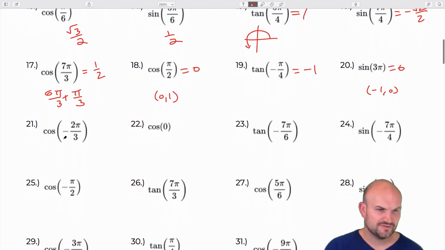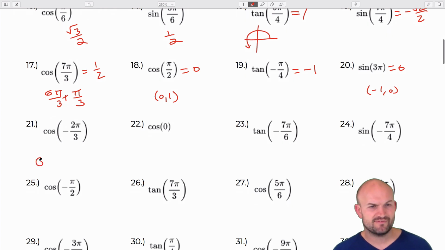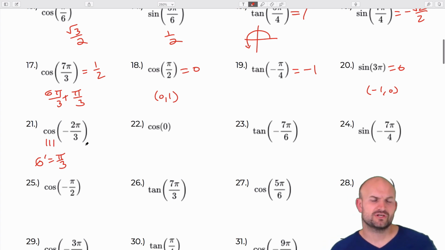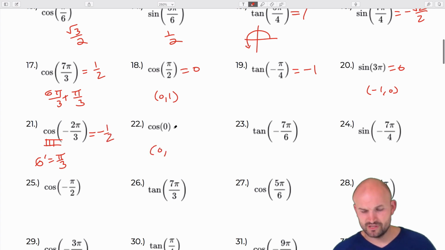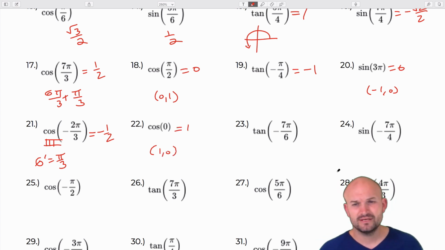Cosine of negative 2 pi over 3, that's going to have a reference angle of pi over 3. Make sure you also note that that is in the third quadrant. So the cosine of pi over 3 is going to equal 1/2, but since it's in the third quadrant, that's going to be negative. Cosine of 0, again, that has a coordinate point of 1, 0, so the cosine of 0 is actually 1.